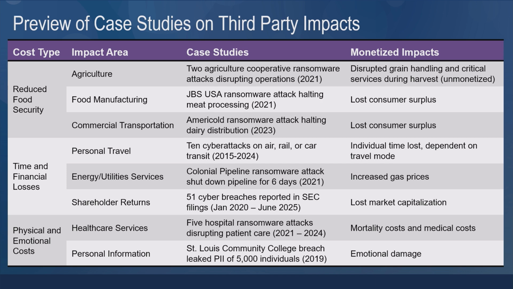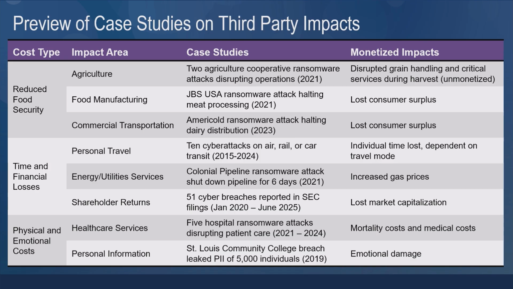JBS is actually a really interesting one. It was a meat manufacturing production facility, and they had a cyber attack that halted meat production, and there was between $50 and $100 million worth of consumer surplus lost from meat prices going up from that one incident, right? Commercial transportation, really similar. Cold storage, transportation went down because of a cyber incident. That meant that dairy couldn't get shipped. That meant that dairy prices went up. You saw similar impacts to people.